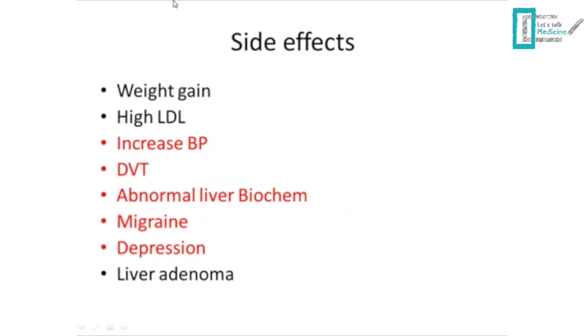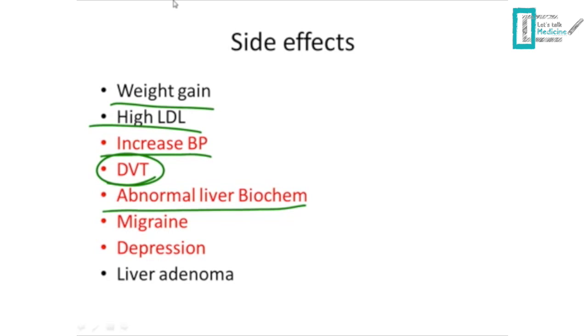Okay. Side effects, just a little bit, won't take much time. Okay, weight gain, high LDL. The ones you see in red are the reasons why someone might stop oral contraceptives. If it increases blood pressure, you might stop it. Deep vein thrombosis could cause clots. Abnormal liver biochemistry, migraines, depression. These are the things where people come in and say, "Hey, doctor, I'm having one of these symptoms, and the cause might be the oral contraceptives. You might have to stop the oral contraceptives because of these symptoms."